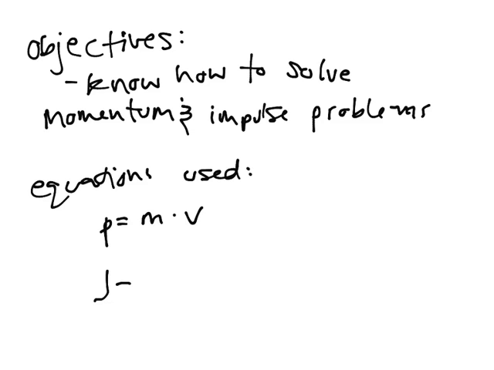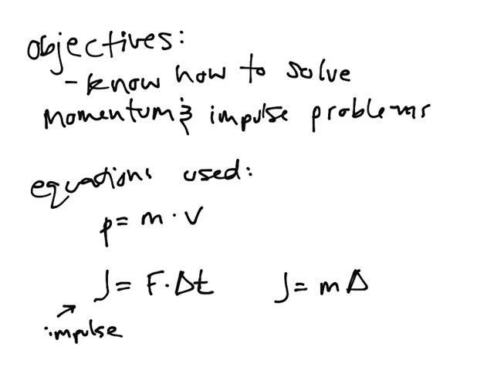Also we're going to use J, which is just impulse. This would be the force times the change in time. So essentially, how long is that force applied? This is also equal to the mass times the change in the velocity. So either of these equations could work depending on the problem. So let's get down to it.